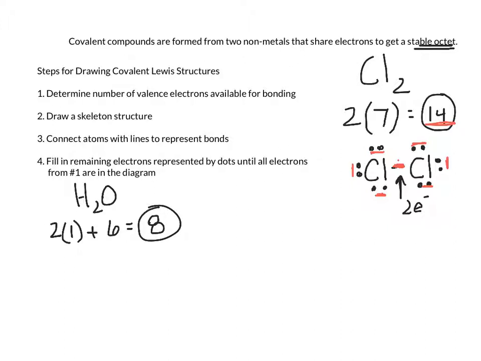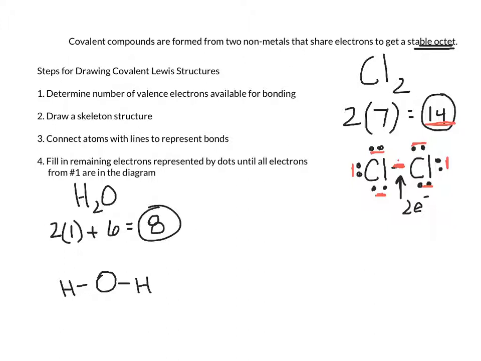Now, the next step is to draw my skeleton structure. If it's more than 2 elements, you're going to put the single element, the thing that appears by itself, in the middle, and you're going to put the other stuff around it. So in this case, my oxygen goes in the middle and my hydrogens go around it. You want to keep symmetry in mind while you're doing this. Now, the next step is to connect my atoms with bonds. I've represented 4 electrons so far, which means if I have to represent 8 total, I have 4 more I need to represent.